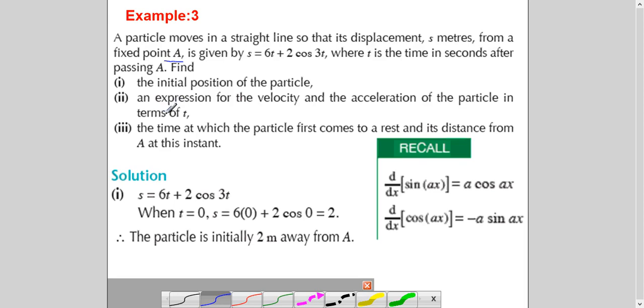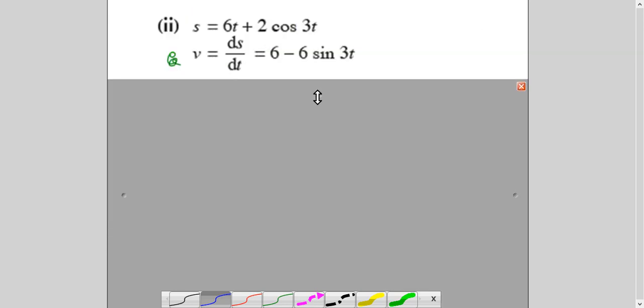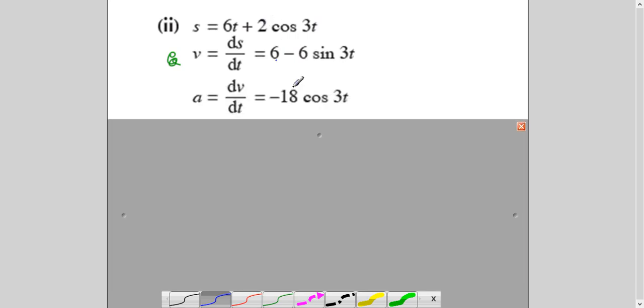Then the question is asking for an expression for the velocity and acceleration of the particle in terms of t. It simply means find out the velocity equation and acceleration equation. So you just need to differentiate it one time and then a second time. I have done this here for you. 2 cos 3t becomes minus 2 sine 3t into 3, which is minus 6 sine 3t. I will differentiate it again. Differentiation of sine is cos 3t and differentiation of 3t is 3. So minus 6 times 3 is minus 18. So you got these expressions here.